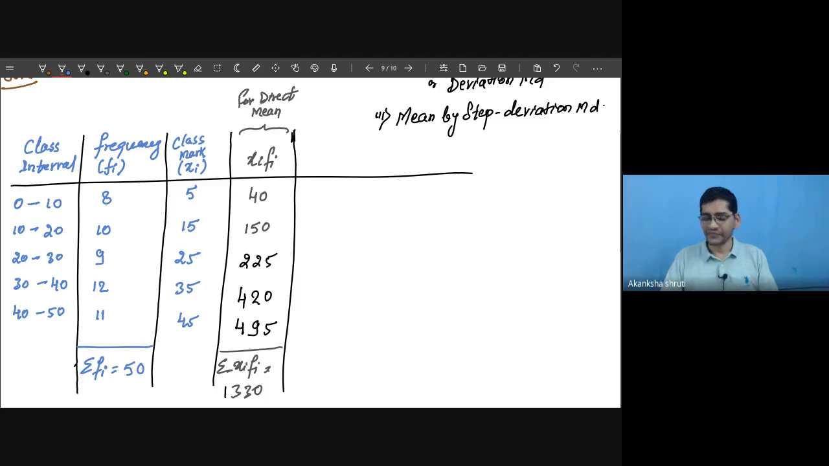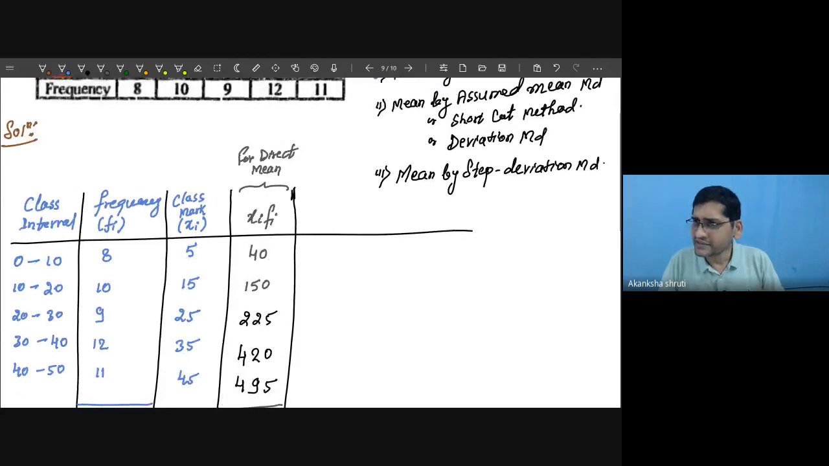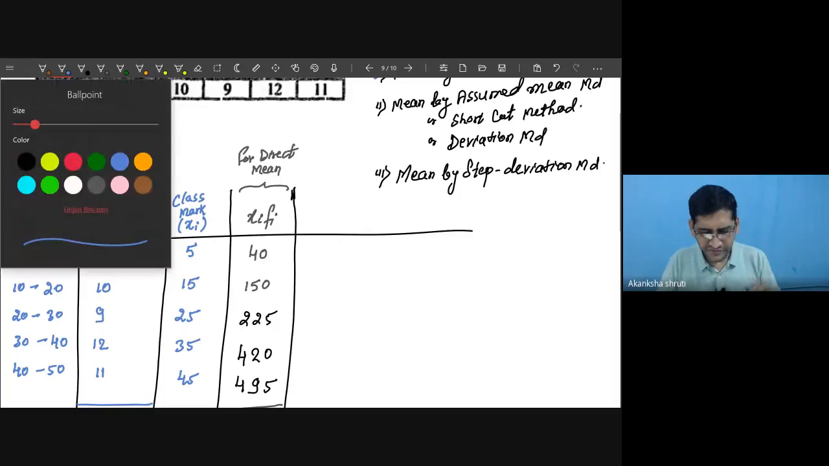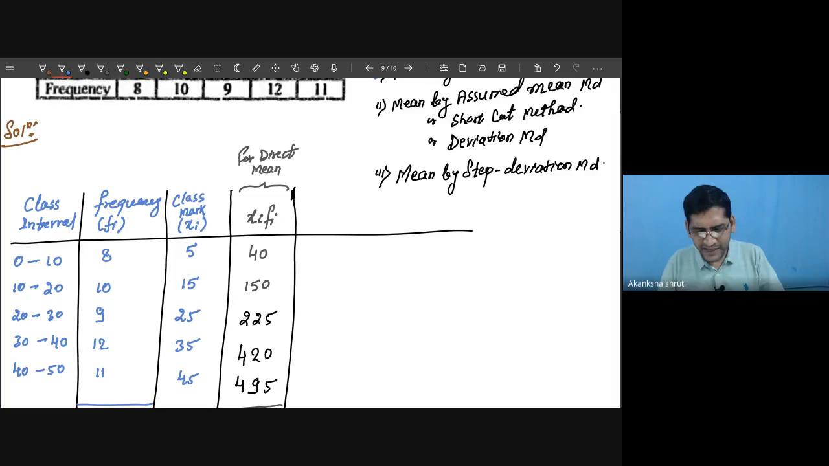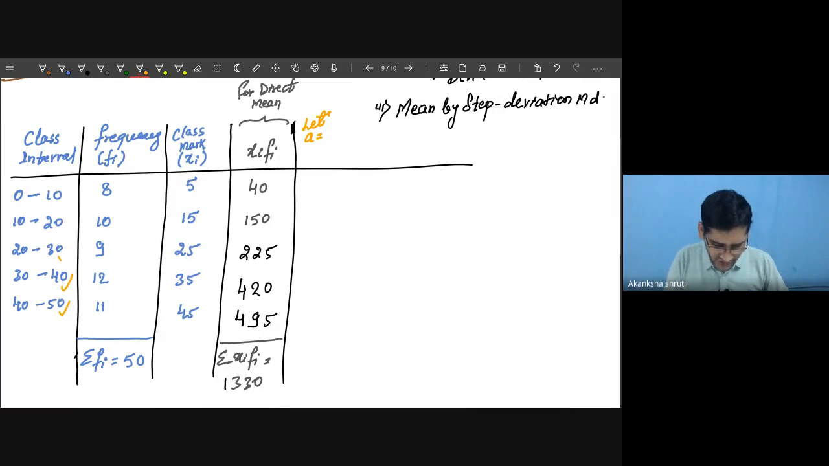It's okay. Now, if we are going for the assumed mean method, then what to do? In the assumed mean method, I need to assume. So you have to write on the table itself, let A be the assumed mean. The symbol A always means the assumed mean. Take the middle one. 1, 2, 3, 4, 5, total 5 class intervals. In this, the middle one is 20 to 30.